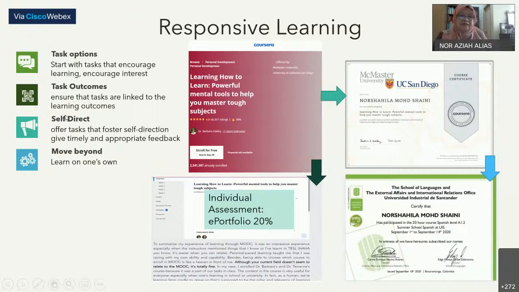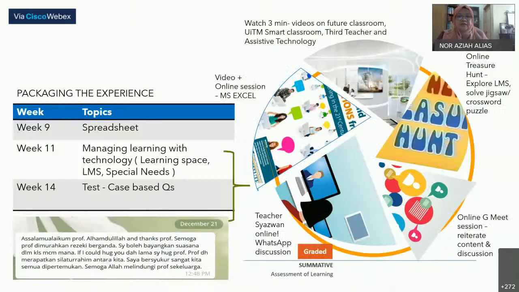So what I'm trying to say is that students now tend to self-direct from the experience that we designed for her in our class. So is that a lot of sophisticated technology? Not really, right? Okay, so another one, let me just share another one.